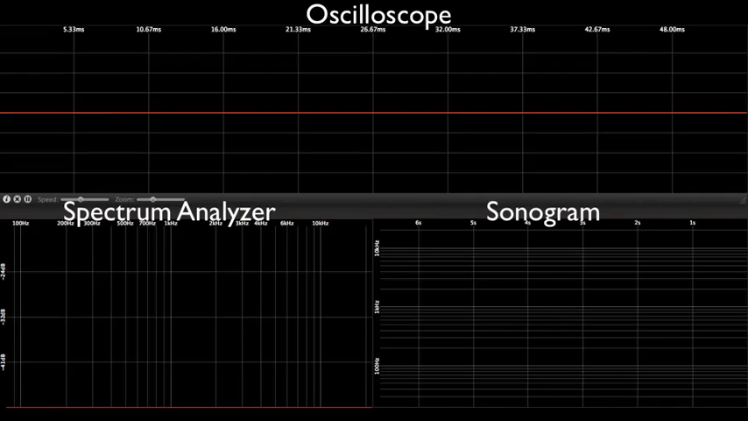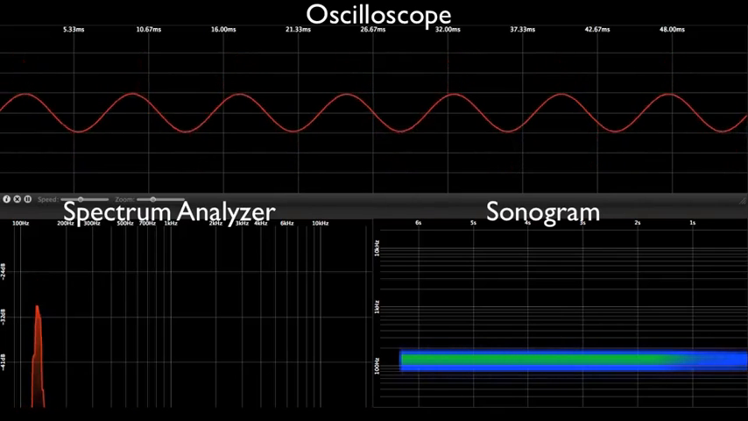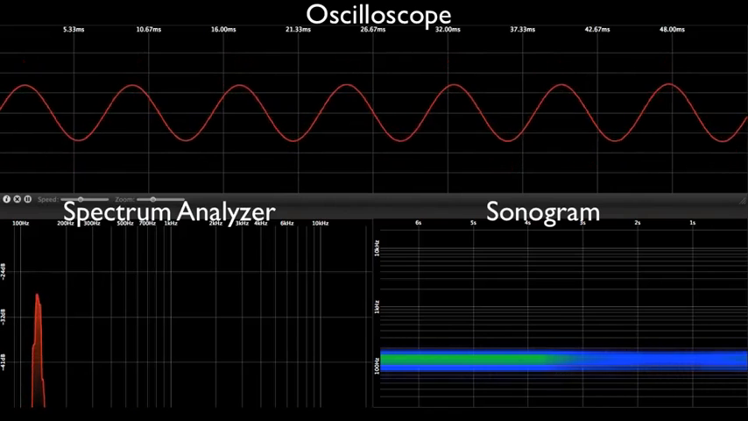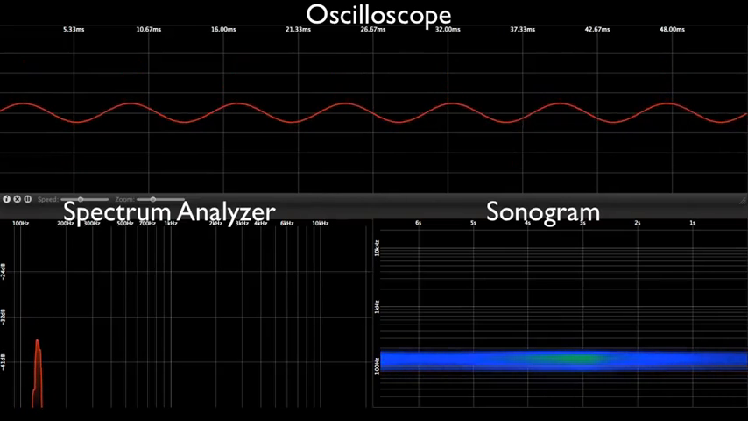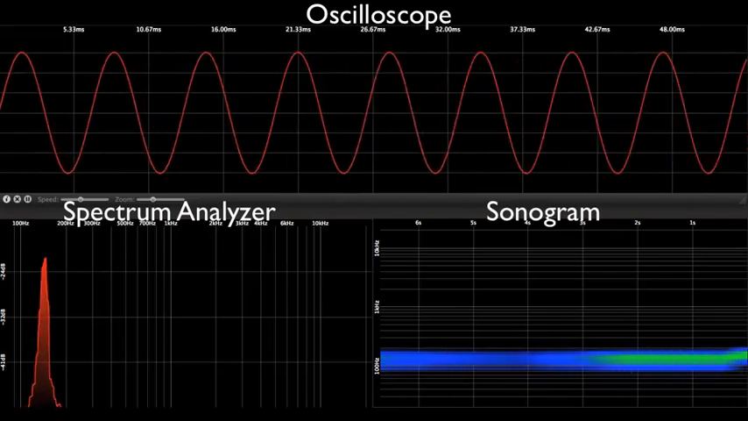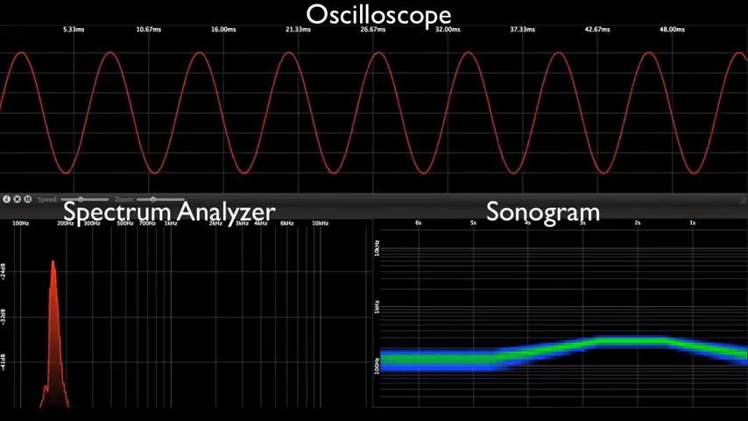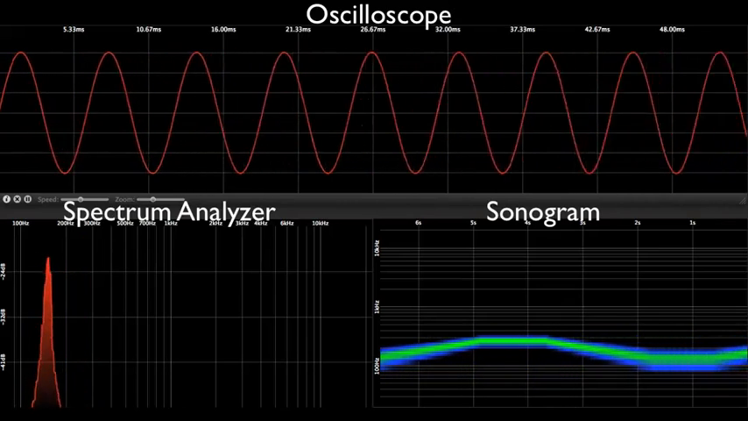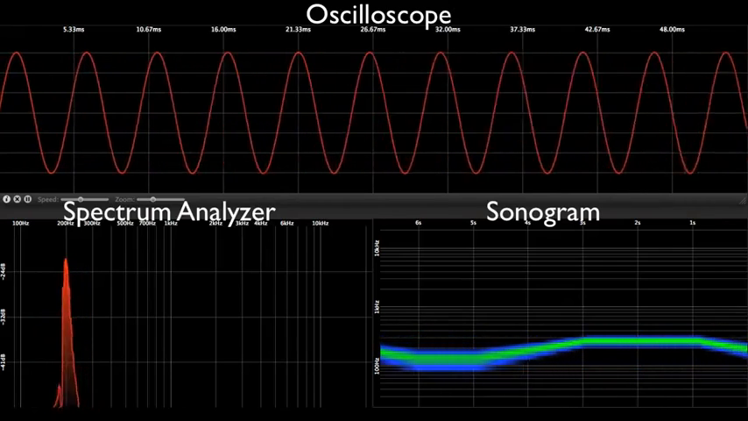Let's review. If I play a note at a single frequency, which is a sine wave, and I change its amplitude, we see it as a vertical change on the oscilloscope, we see it as a vertical change on the spectrum analyzer, and we see it as a color change in the sonogram display. If I change frequency, we see it as changing the number of repetitions within the oscilloscope, we see it as a horizontal motion in the spectrum analyzer, and we see it as a vertical motion within the sonogram display.